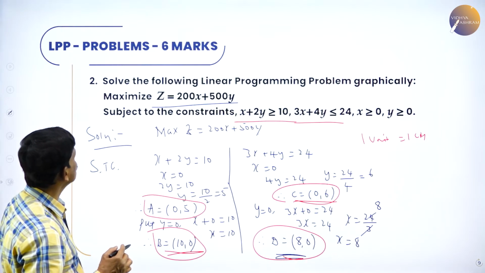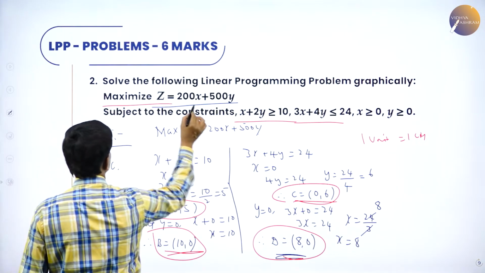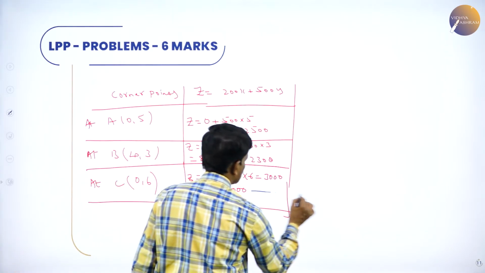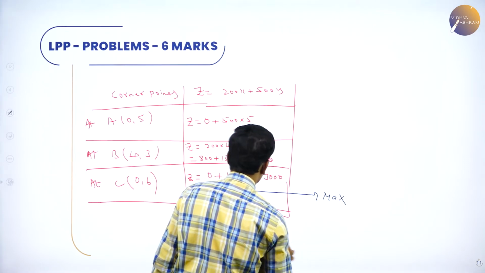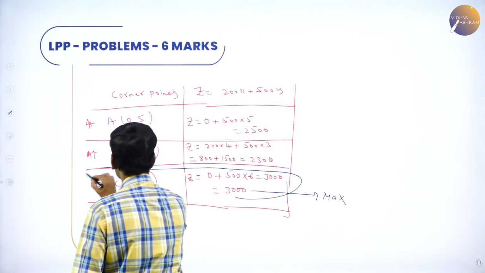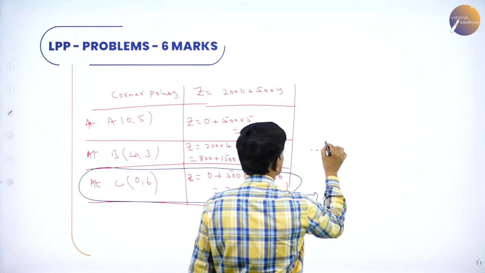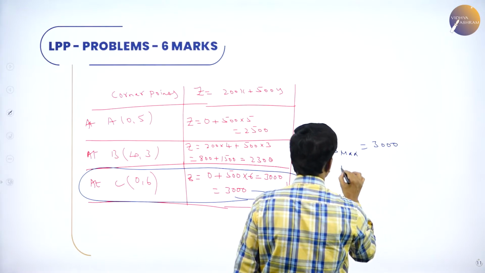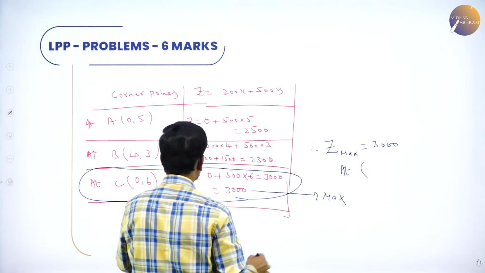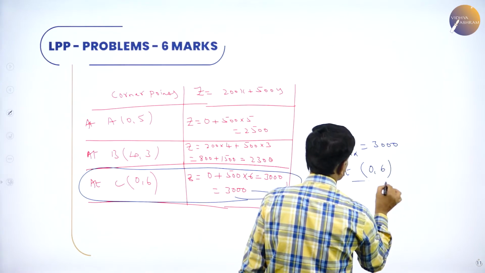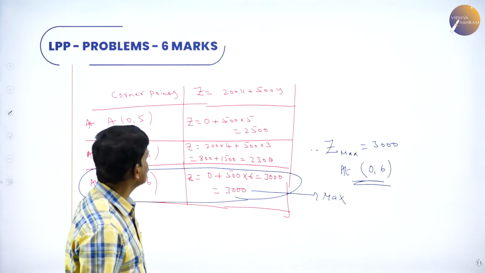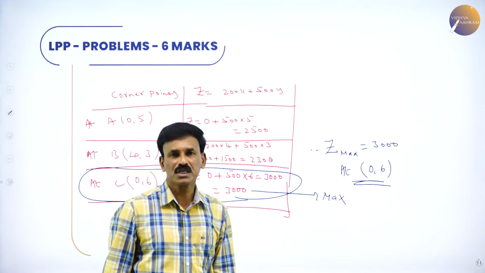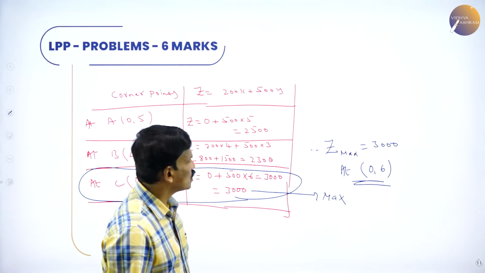Just see the objective function. Maximum Z, max Z is equal to 3000, so the maximum value is 3000. Therefore, Z maximum is equal to 3000 at what corner point? (0, 6). That's it. At (0, 6), the maximum value is 3000 rupees. 3000 is the maximum at (0, 6).